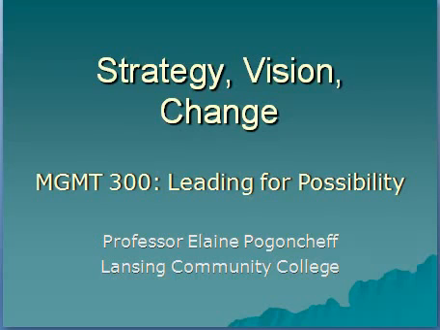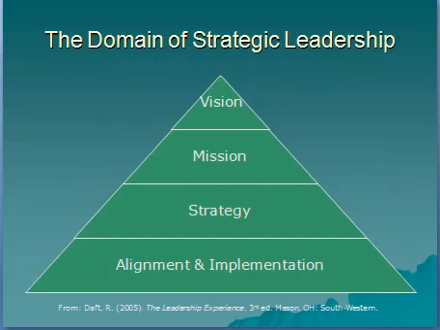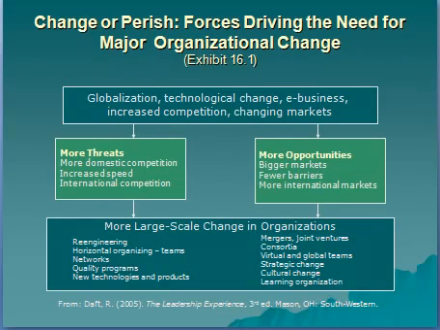This is Strategy, Vision, Change, Part 2. The fourth element in the domain for strategic leadership is alignment and implementation for change. Let's talk a little bit about change. I'm sure you know by now that if an organization does not change, it will perish. Things just don't stay the same.